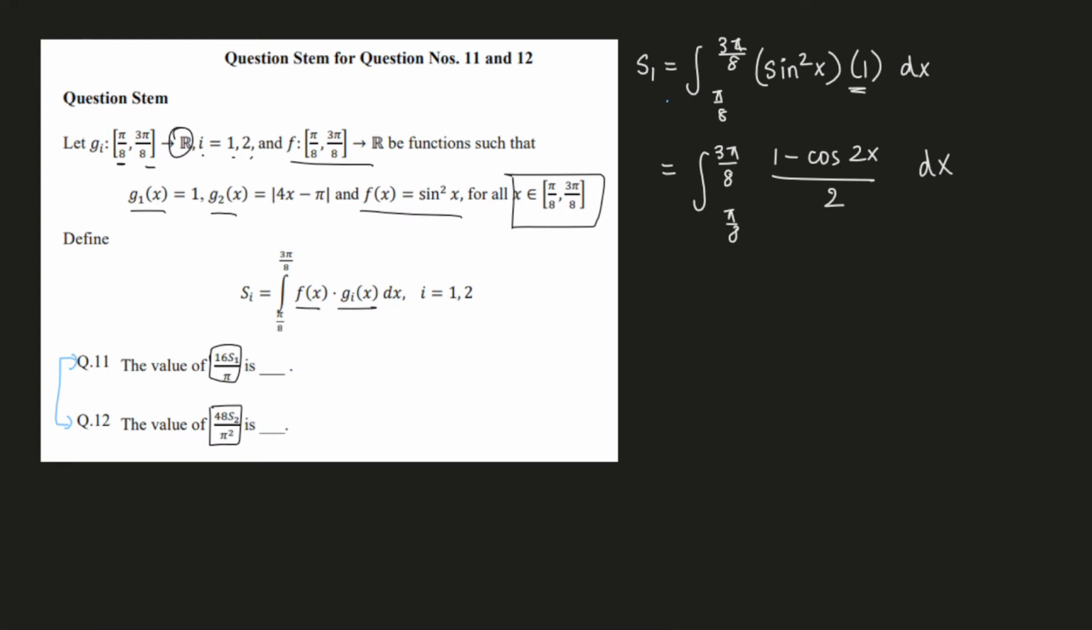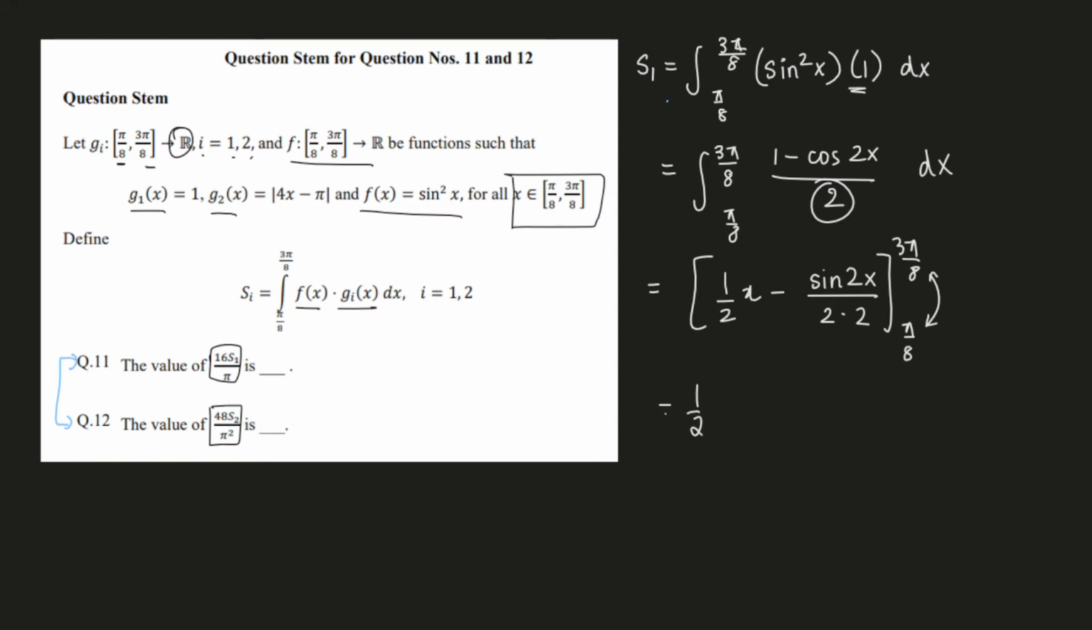And now it's as simple as just writing the antiderivative of this function. The antiderivative of half is 1 by 2 x, minus the antiderivative of cos of 2x, which is sine of 2x divided by 2. And notice there is another 2 right here in the denominator, so we just write that as well. And this has to be evaluated from pi over 8 to 3 pi over 8. And now we just put that value right in.